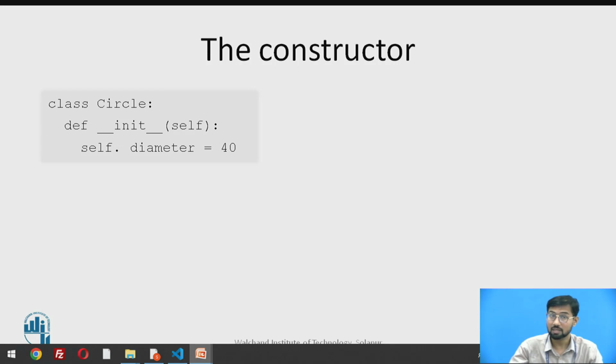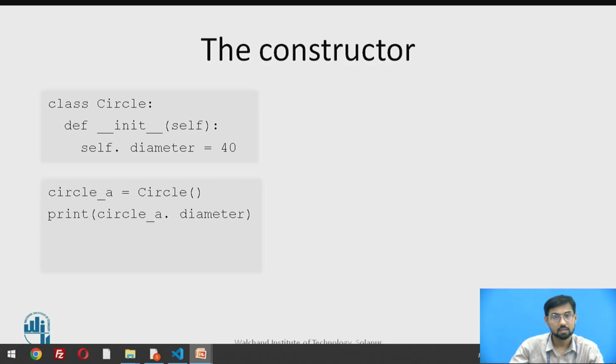Now the constructor does not really play an important role right now, because first we have to define an object. The object is circle_a, and we give the class name Circle. Then we print circle_a.diameter. At that time it will show the diameter as 40.